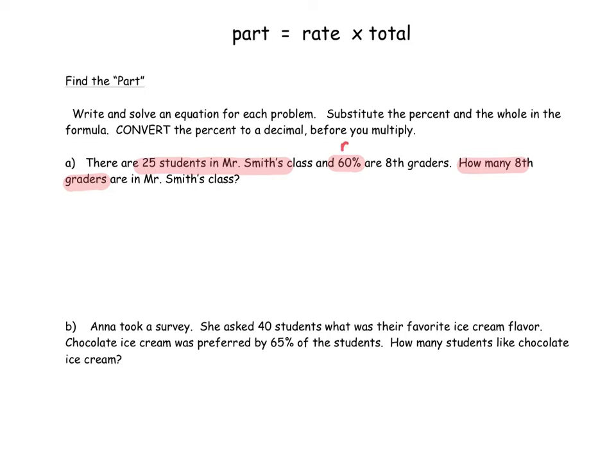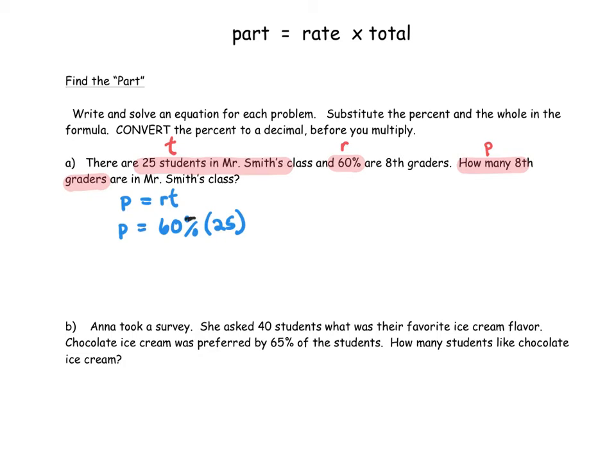I see the percent signs. 25 students in Mr. Smith's class, so that must be the total. And then we must be trying to find the part. We don't know, it's a question. So we're going to start with our formula. Part equals rate times total. And we don't have a number for P, so it has to stay P. The R we get to replace or substitute with 60%. And the T we get to replace with 25. And because again, we're replacing with two numbers that are side by side, we put it in parentheses.